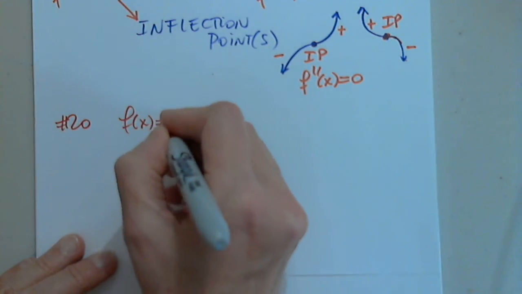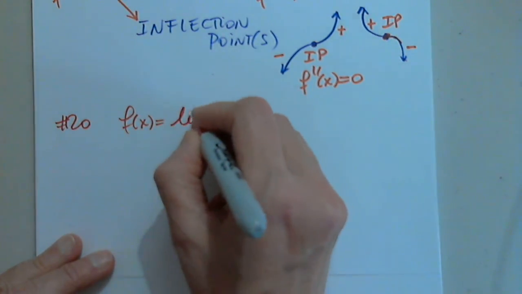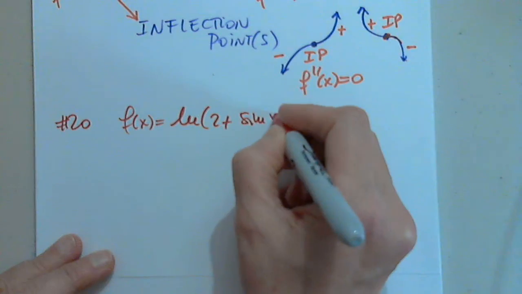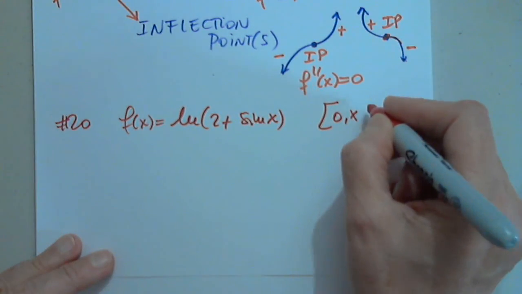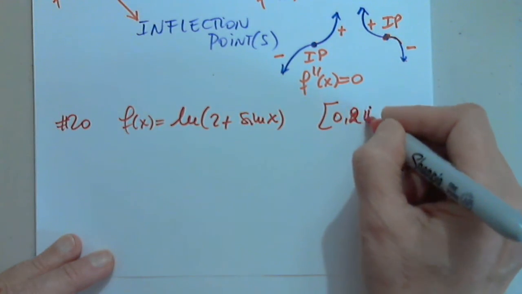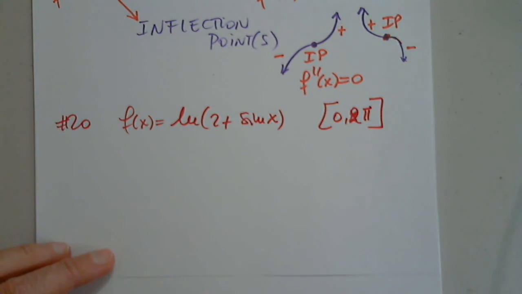So f of x equals natural log of 2 plus sine x, and the interval is given to us, 0 to 2 pi. 20 you said, right? I always check. Okay, so we want the intervals on which f is concave upward or concave downward, and find the inflection points. We're not asked to do the whole graphing.